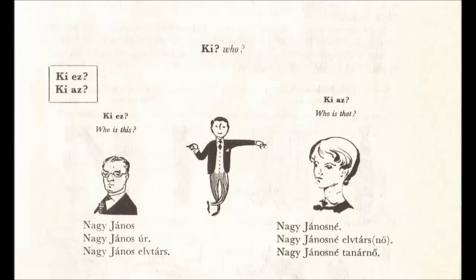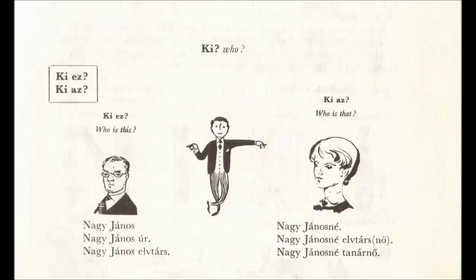Nagy János úr, Mr. So you have the surname, the Christian name and the Mr. In English you would say Mr. János Nagy. Let's see if I can pronounce his last name correctly. It would be Nagy. It means high or big. Okay, Nagy János úr. Nagy János elvtárs, which means comrade.